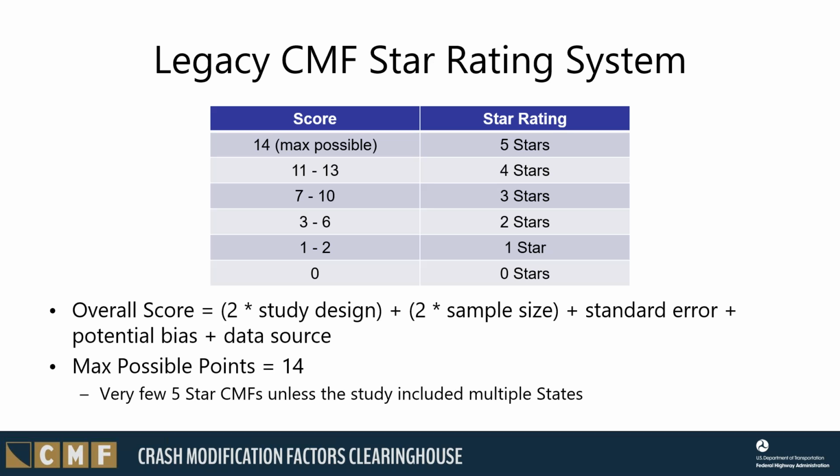So the maximum number of possible points a CMF can get in this legacy system was 14. The table on your screen shows the conversion from the 14-point scale to the star ratings. As you can see, to get a 5-star rating in the legacy system, a study must check all boxes to receive the maximum possible 14 points. That was the reason we had very few 5-star CMFs. The only way a CMF could get 5 stars was if it was developed using data from multiple states.